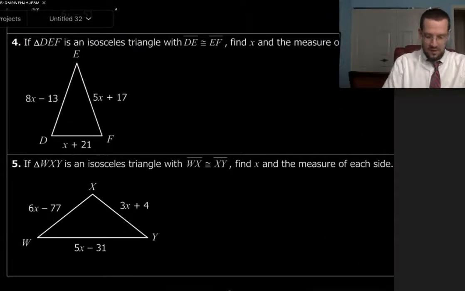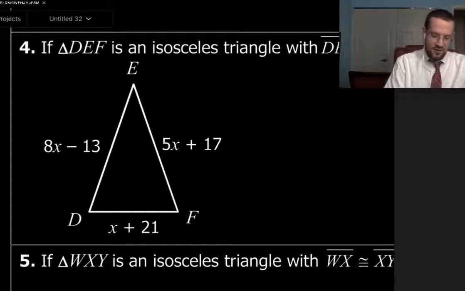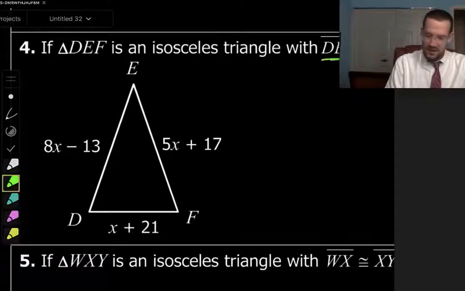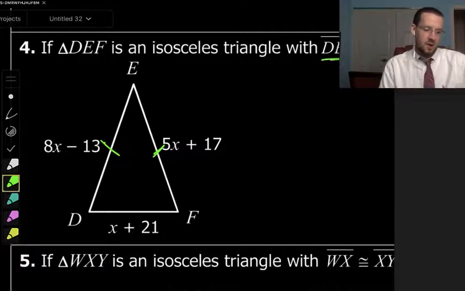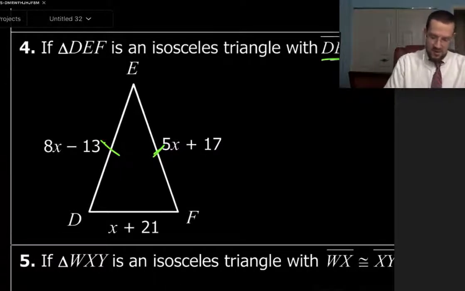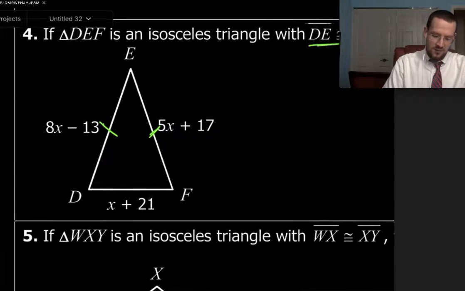What's different here? In this example 4, we're told that this is an isosceles triangle. So we're told that DE and EF are congruent. So what we can do here is set up an equation, solve for x, and then use that value to find the remaining sides. Let's do that now. It says find the measure of x and each side. So first let's find the measure of x.